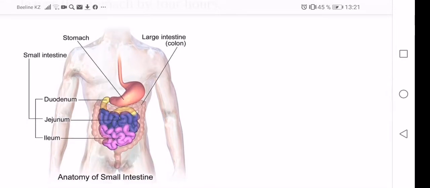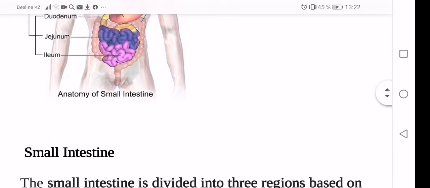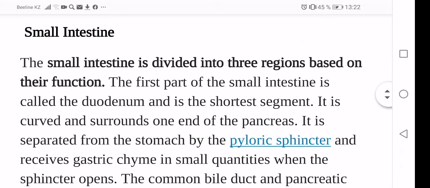On this picture you see the structure of the gastrointestinal tract. You see the stomach, duodenum, jejunum, ileum, small intestine. The small intestine is divided into 3 regions based on their function. The first part of the small intestine is called the duodenum and is the shortest segment. It is curved and surrounds one end of the pancreas.